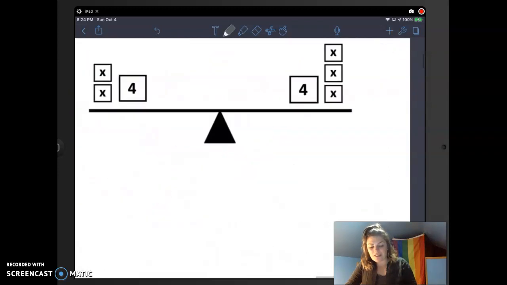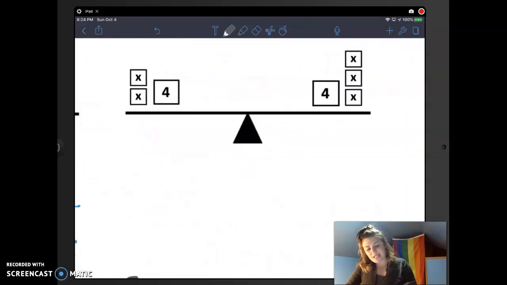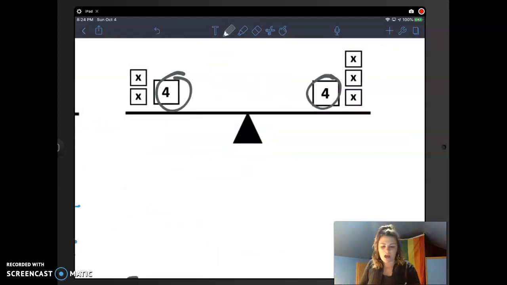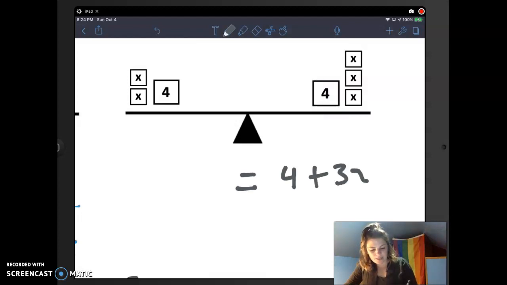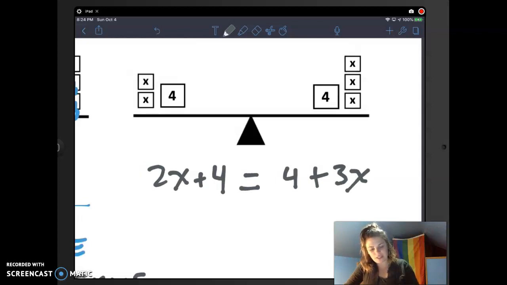Okay, last one here. Let's take a look. I see that I have this group of 4 ones and this group of 4 ones. Well, I could take both of those off, right? So could 2 x's ever be equal to 3 x's? Doesn't seem right, but let's take a look at the equation and see what happens. So here I have an equal sign in the middle. I have a group of 4 ones and then 3 x's over here. I have a group of 2 x's and 4 ones over here.